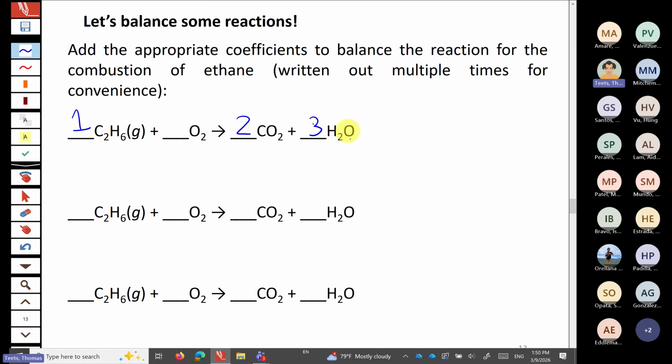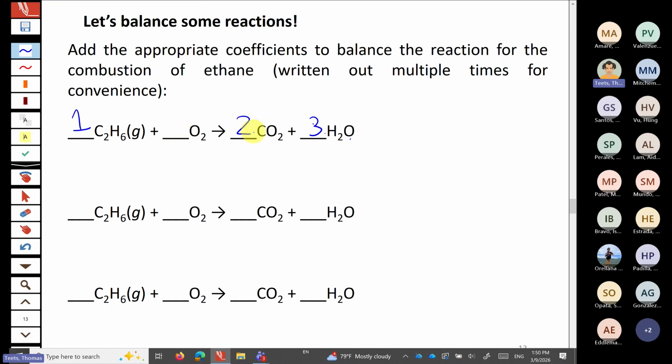We didn't start with oxygen because oxygen appears only once on the reactant side, but appears in both products. So it's going to be unclear at the start what combination of coefficients we would need to balance oxygen. But now that we've set the coefficients for everything else, we can do the coefficient for O2 last.